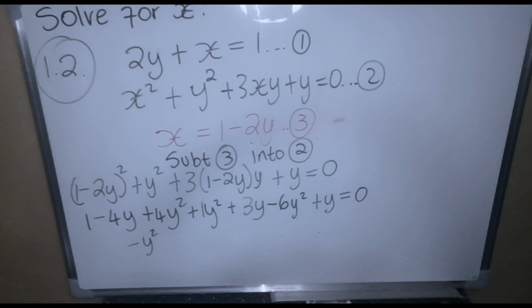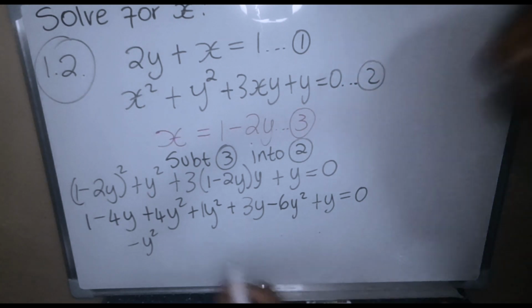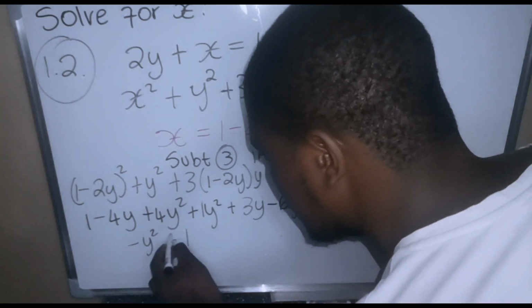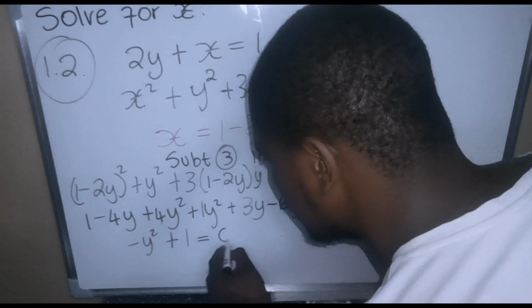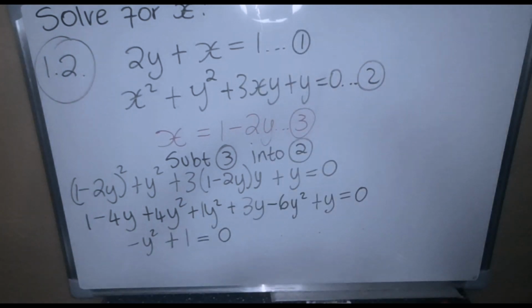Are we clear? Yes, you are correct. Thank you guys. Yes, that's correct. It's about plus 1 equal to 0. This plus 1. I hope we are clear here. Now to solve this problem, it's very simple here.